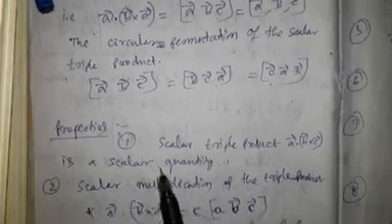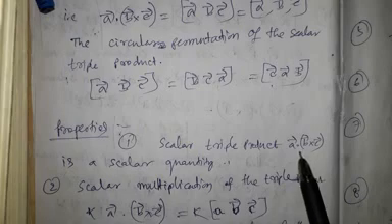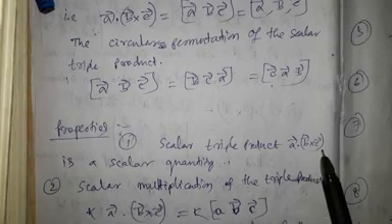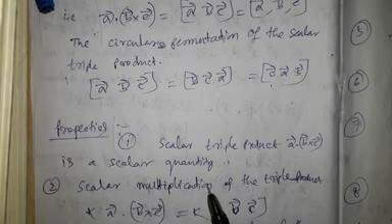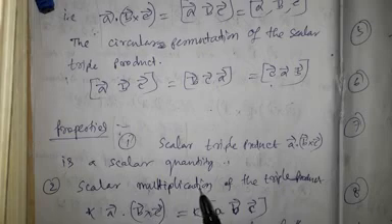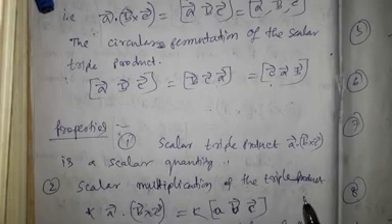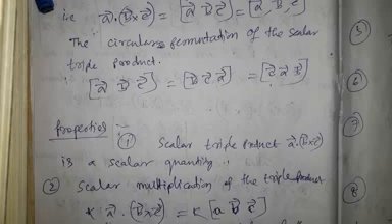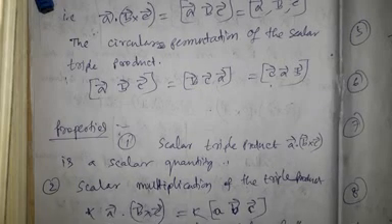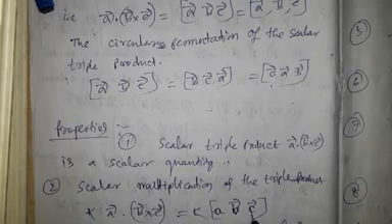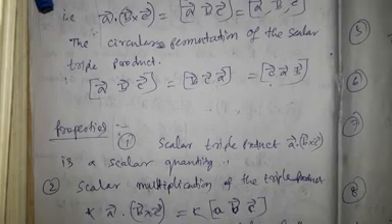Properties. Scalar triple product A dot B cross C is a scalar quantity always. Scalar multiplication of the triple product: k A vector dot B cross C is equal to k times [A, B, C], the ABC triple product.